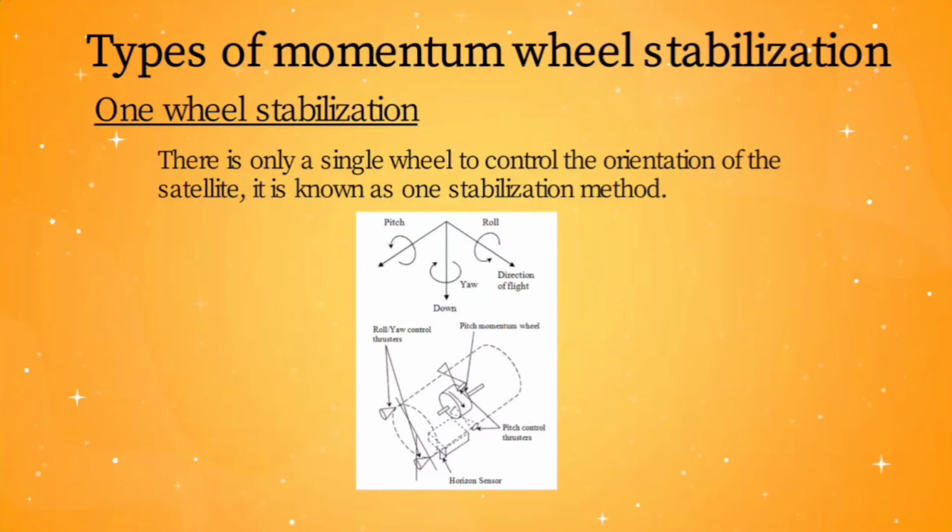The first one is one wheel stabilization. Here there is only a single wheel to control the orientation of the satellite, and it is known as one wheel stabilization method. See this diagram.